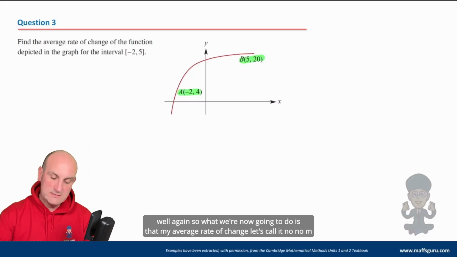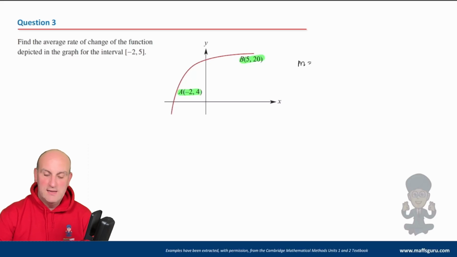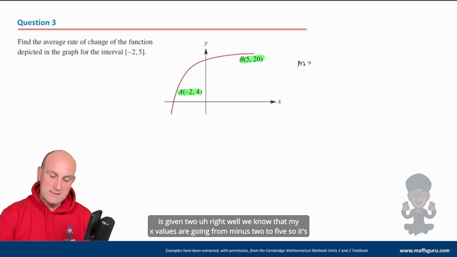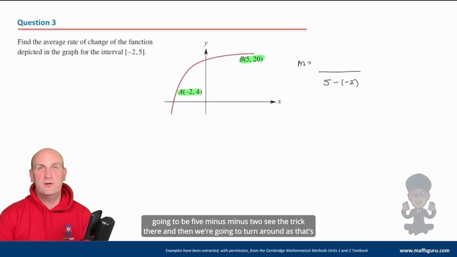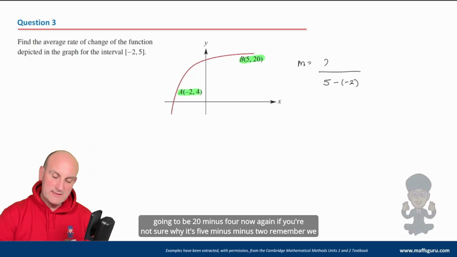Right, well, again, what we're now going to do is that my average rate of change, let's call it, I don't know, m, is given by, well, we know that my x values are going from -2 to 5. So it's going to be 5 minus -2. See the trick there? And then this is going to be 20 minus 4.